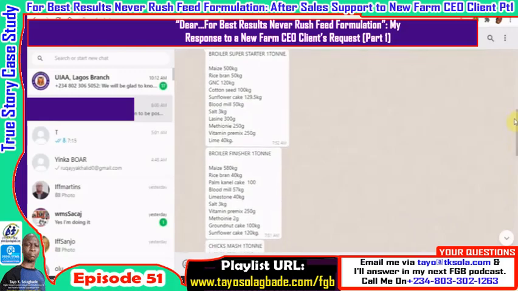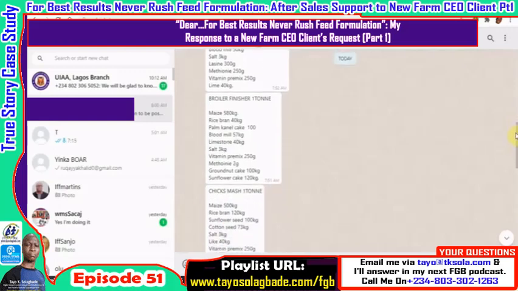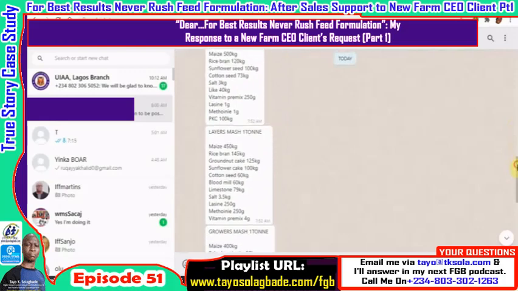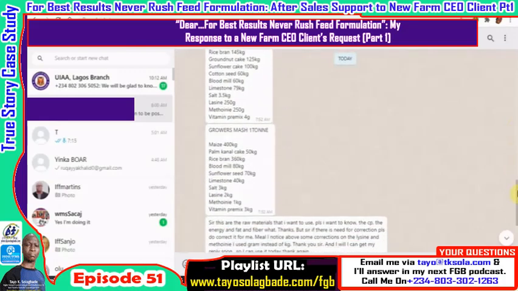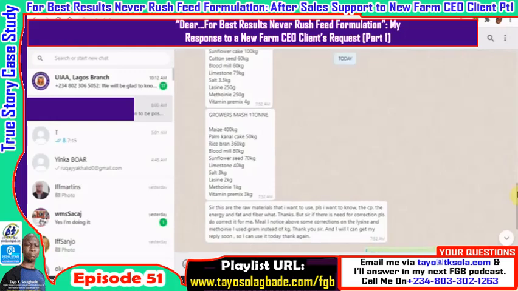You have a broiler super starter, broiler finisher, chicks mash, and layer mash. So it's the full gamut, even the growers mash. So you basically have everything. And what you're saying here is that you would like me to tell you what the nutrient composition of each of these ingredients are, and if there's need for correction in terms of the ration you formulated. I do not even know how you did it.